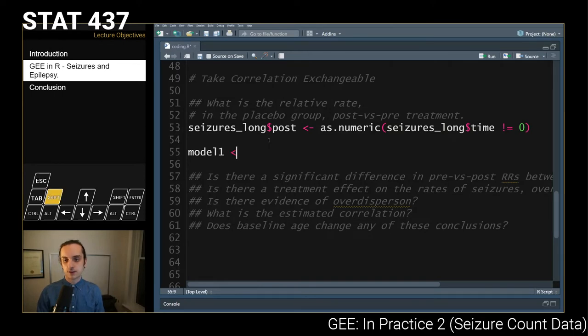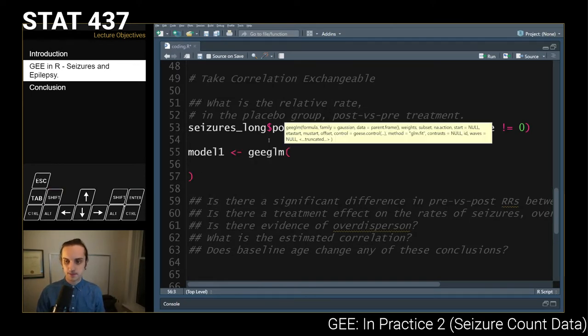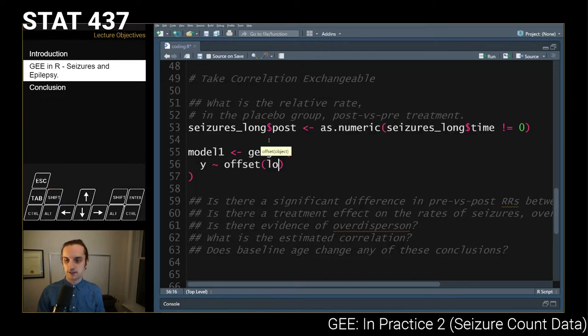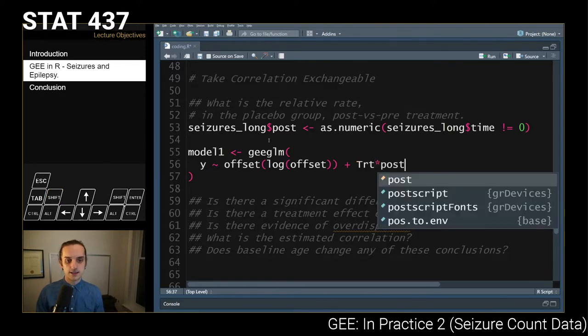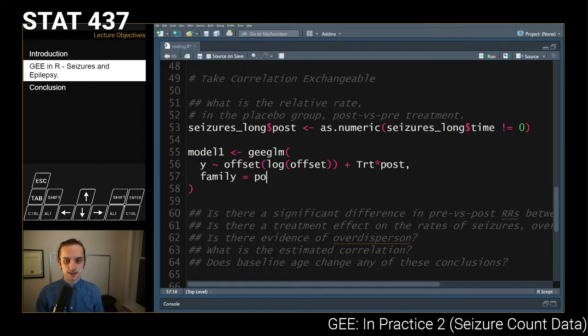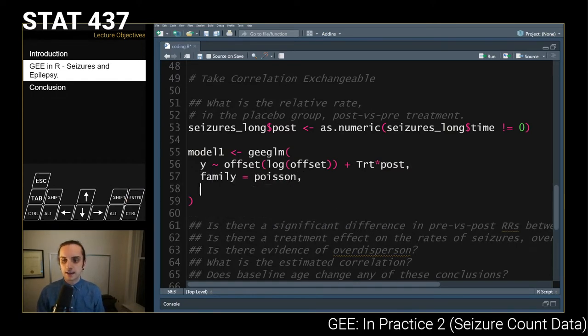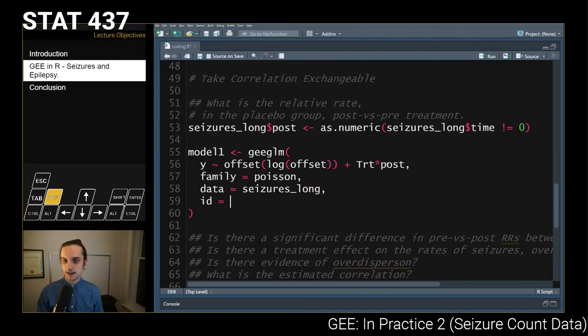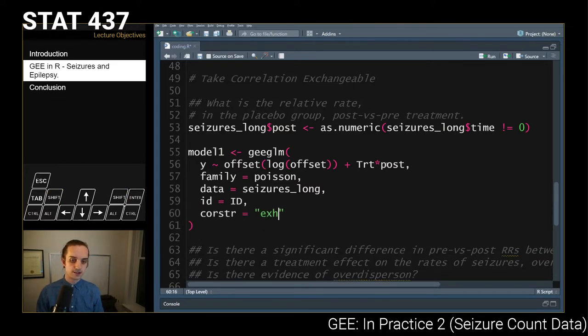Then we can fit this first model, and we're going to say that it's the GGLM. We're going to fit it with the log offset term. And what we want to do is take the model that has the treatment interacting with post, right? Because we want to know in the placebo group, pre versus post. If we just wanted to know pre versus post across the whole sample, we could drop this treatment interaction, but we want to know specifically for the placebo group. And we specify the family as the Poisson. We specify the data as seizures long. We specify the ID as ID, and the correlation structure that we picked out was exchangeable.